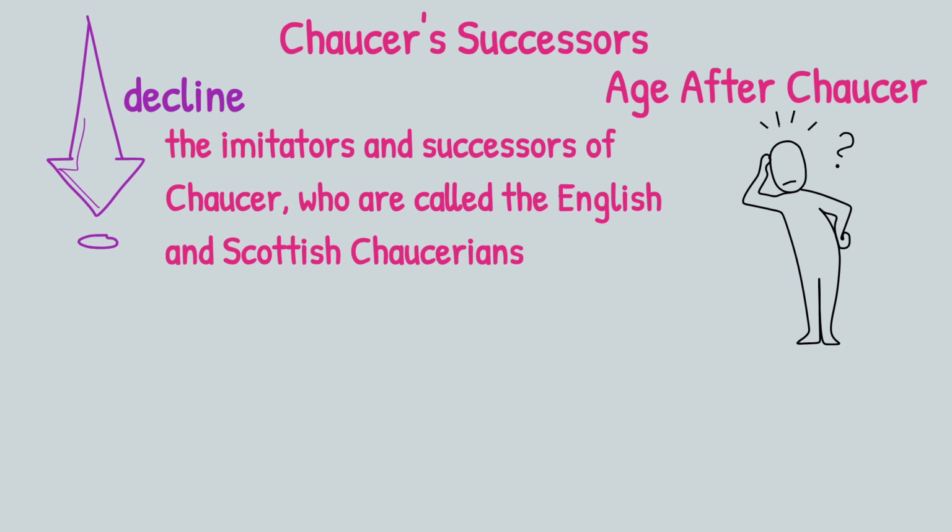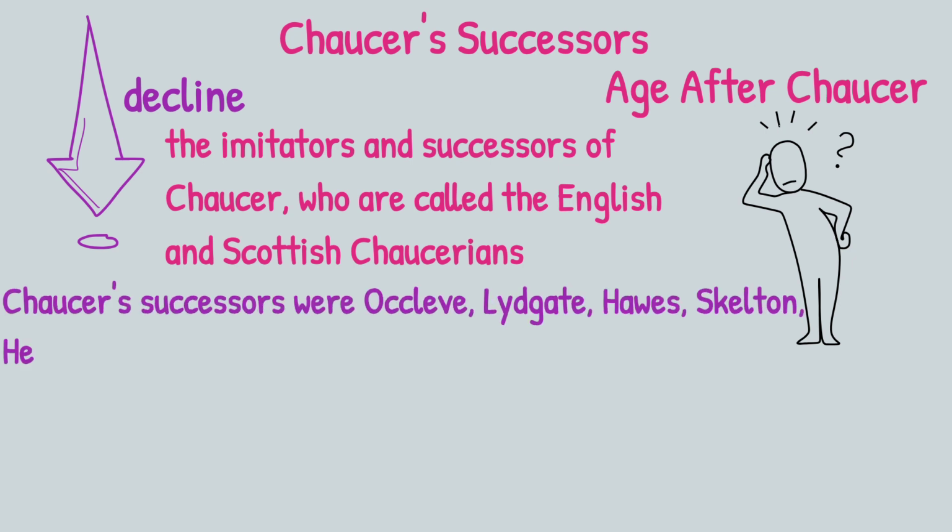The main cause of the decline of literature during this period was that no writer of genius was born during those long years. Chaucer's successors were Occleve, Lydgate, Hawes, Skelton, Henryson, Dunbar and Douglas. They all did little but copy him, and they represent an era of mediocrity in English literature that continues up to the time of the Renaissance.